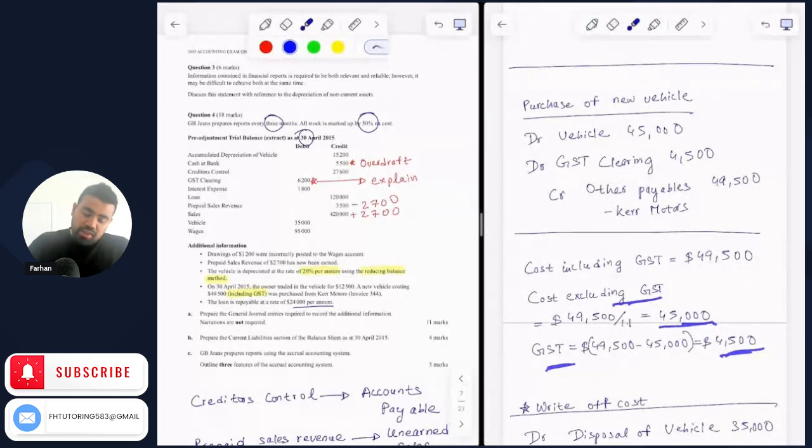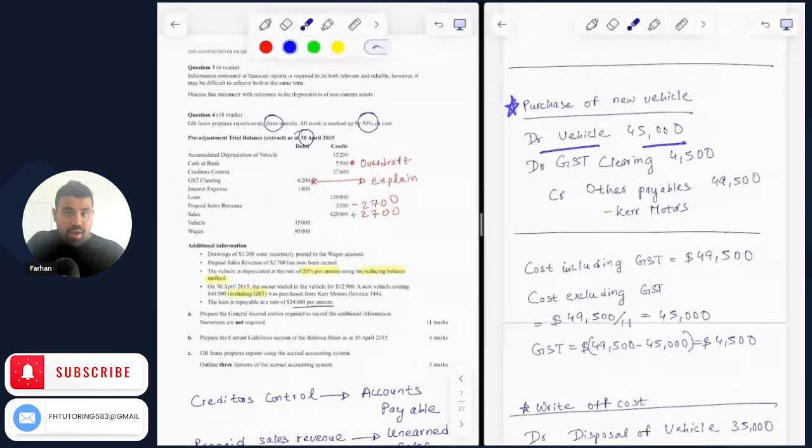So the fact that we have purchased a new vehicle, how do we journalize this? Given that we have bought a new vehicle, it is increasing the assets of the business. So when the assets of the business go up or when they increase, we debit them. So we are debiting vehicle by $45,000. Obviously, it needs to be the cost price only, excluding GST. Because when we debit vehicle by $45,000, this means that in the balance sheet, I'm going to record this value of $45,000 within the non-current asset section for the vehicles that we have purchased.